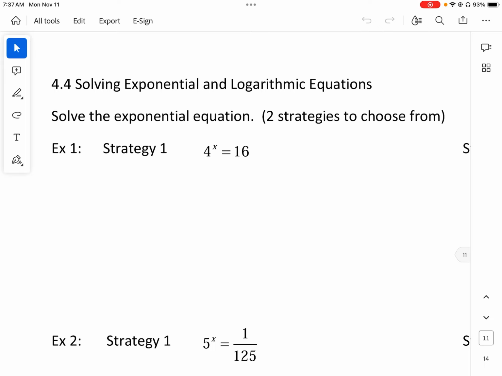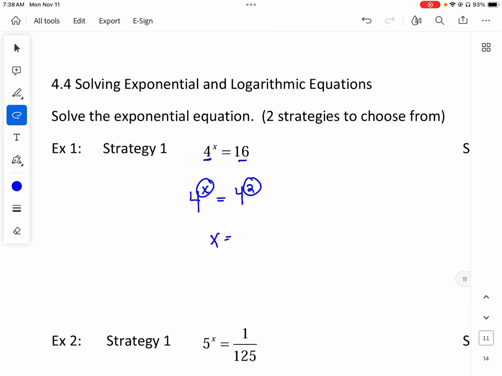To do this, I would want to have them as the same base. So if I have 4 here, I want this to be changed to a 4 raised to some power. I know 16 is 4 squared. So 4 to the x equals 4 squared. If they have the same bases, then I would set their exponents equal to each other. So x equals 2.